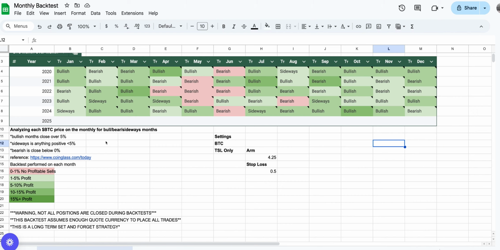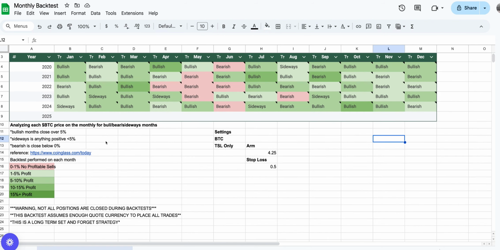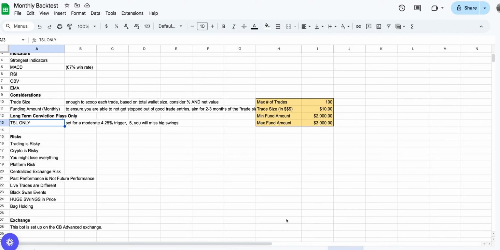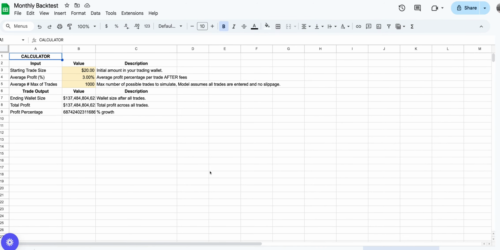So this is not a way to maximize every single individual trade. This is for somebody who was going to dollar cost average into crypto and see what they could make just by increasing their position size. It's a long-term set and forget strategy, and your results may vary. But let's get into what this could actually do for you.